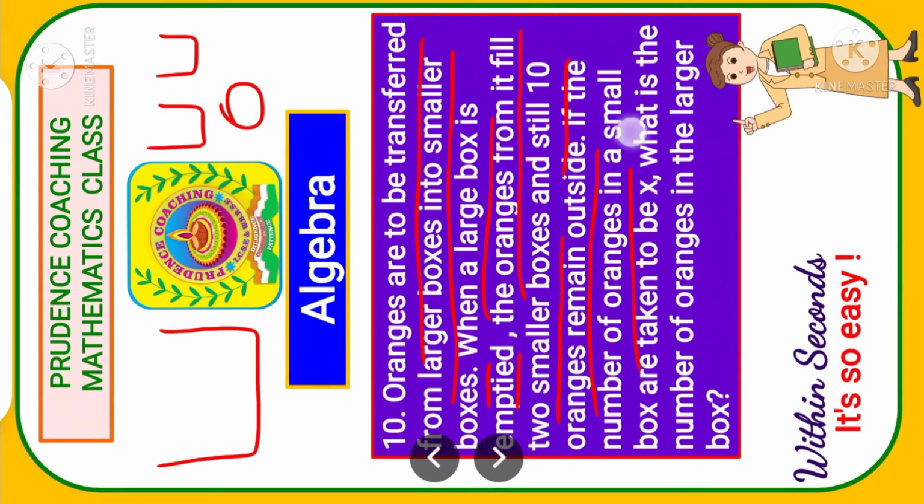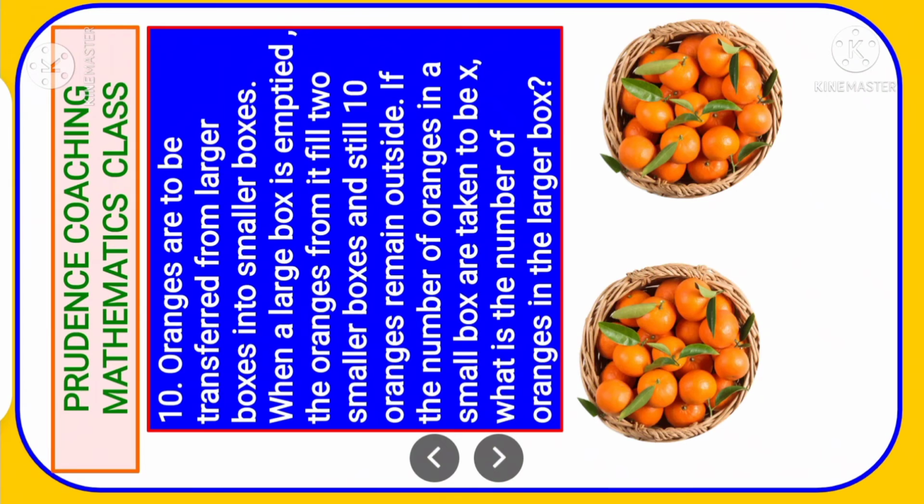If the number of oranges in a small box is taken to be x, so if in a small box x oranges are there, what is the number of oranges in the larger box? You need to find out what was the total number of oranges in the larger box. So let us start with the solution.